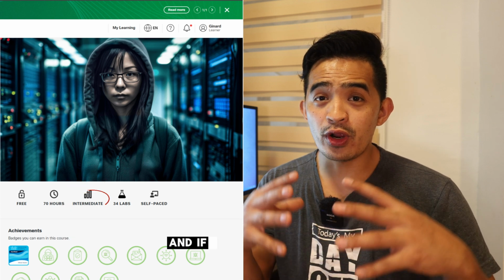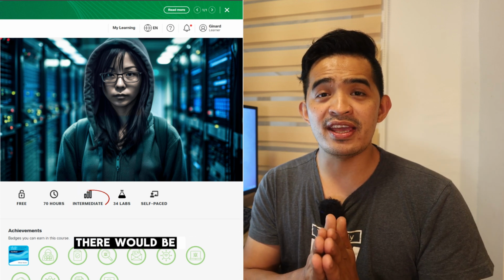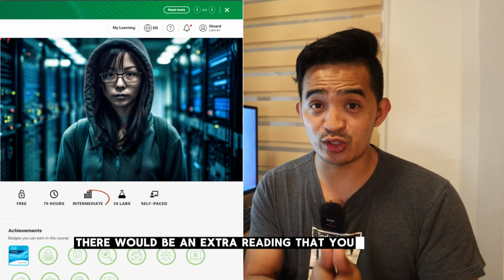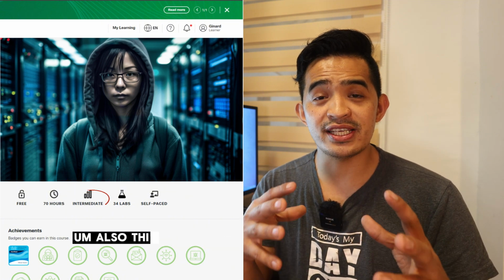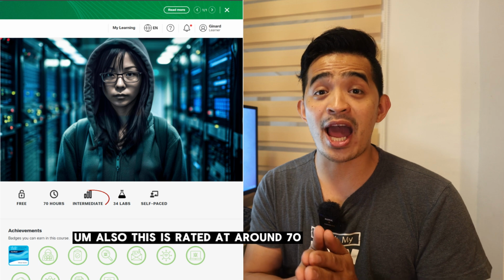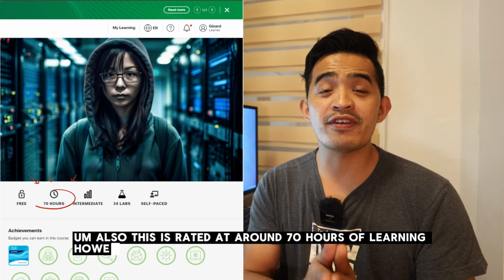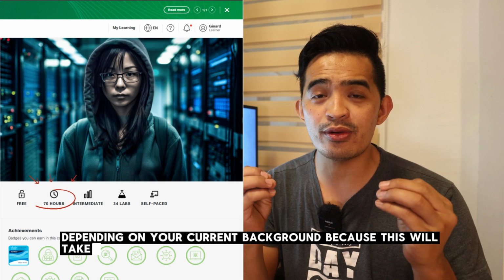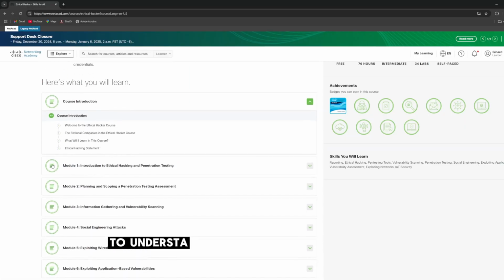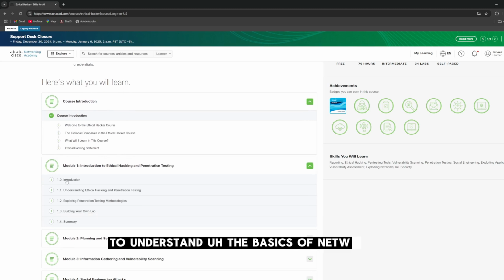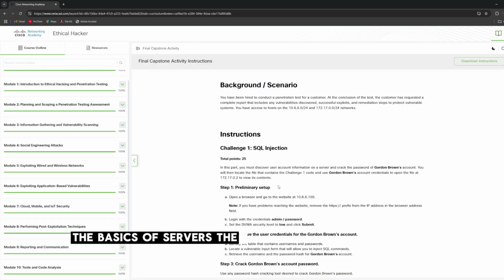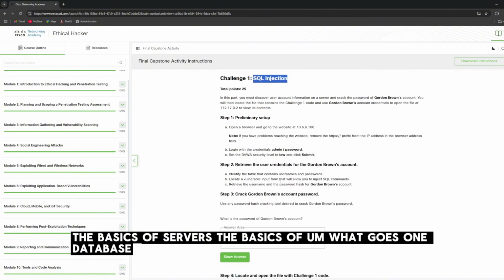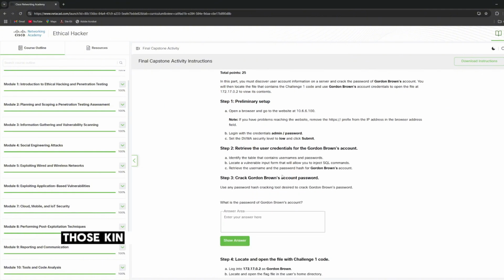And if you're a beginner, there would be extra reading that you need to do. Also, this is rated at around 70 hours of learning. However, it depends on your current background, because this will take you through the basics of networking, the basics of servers, the basics of database, the basics of web apps, those kinds of things.